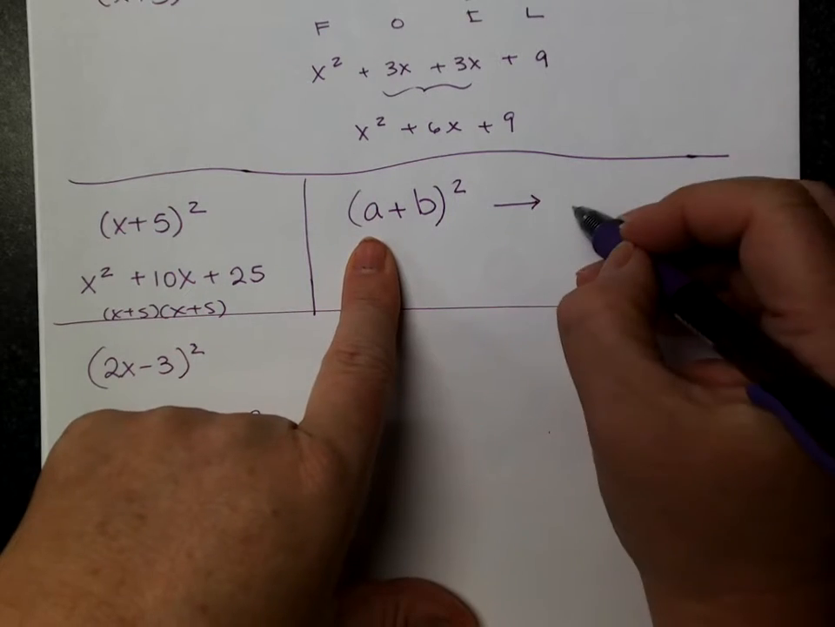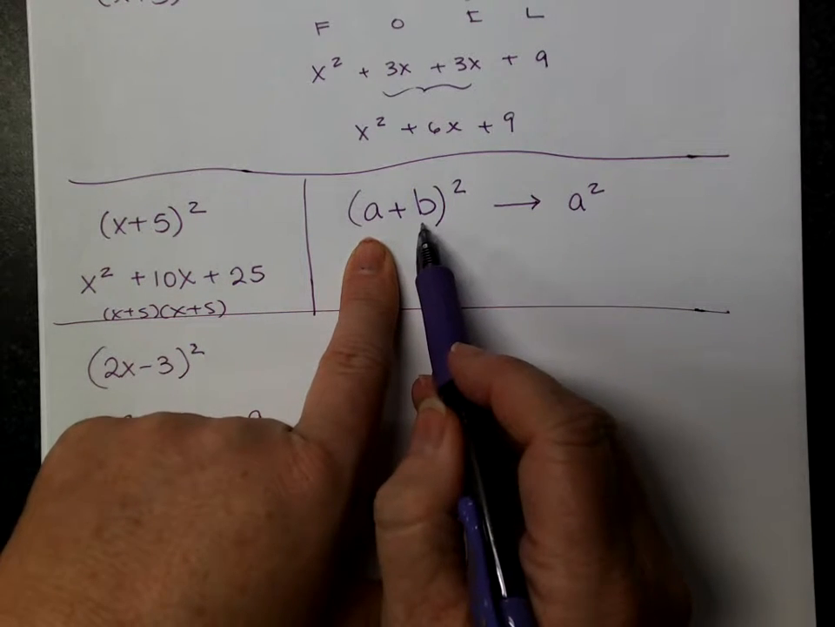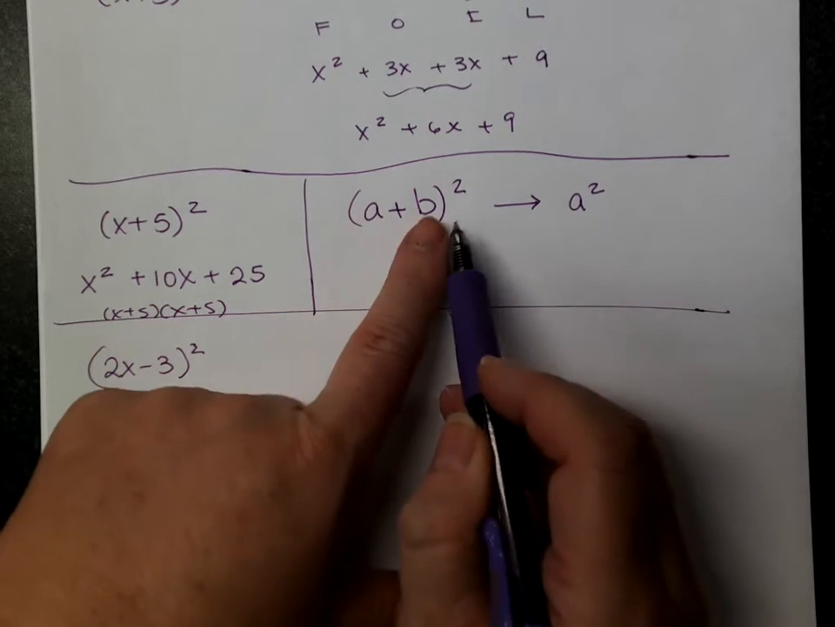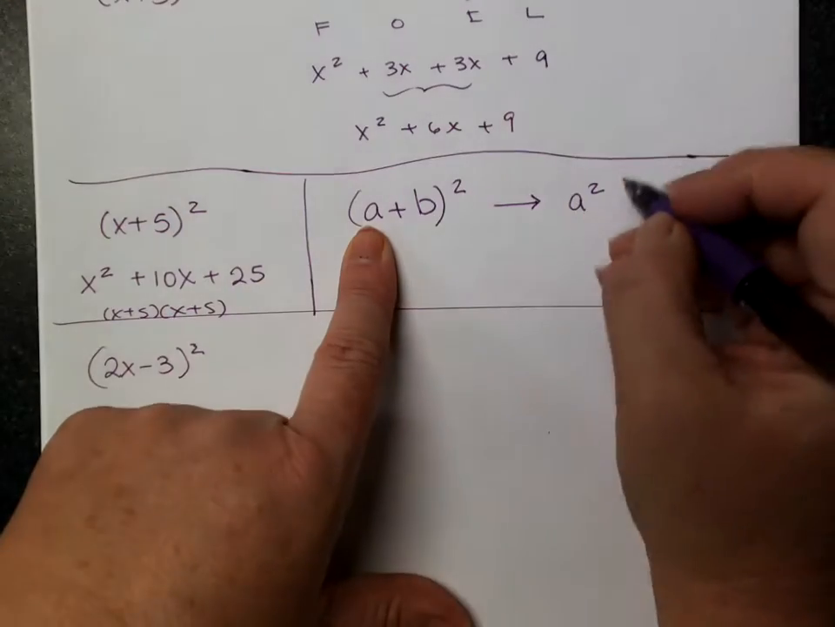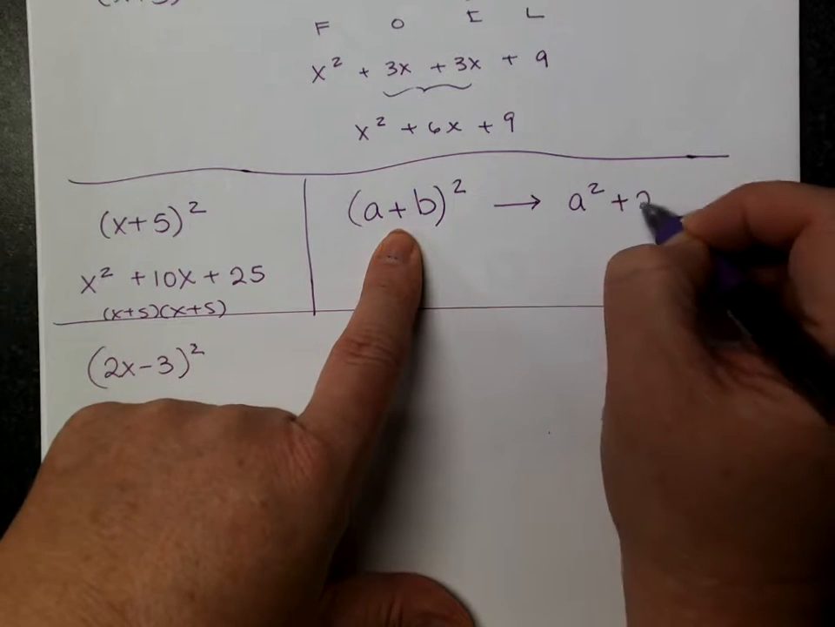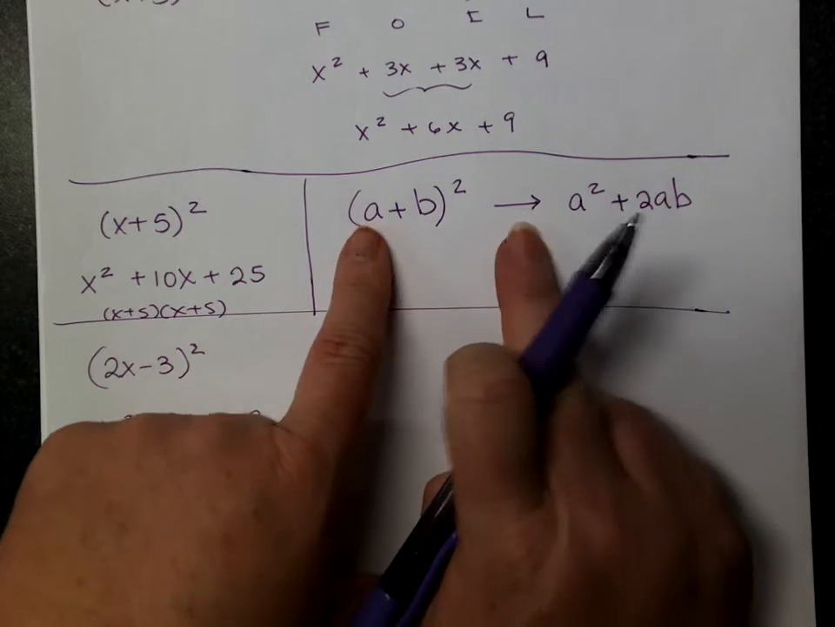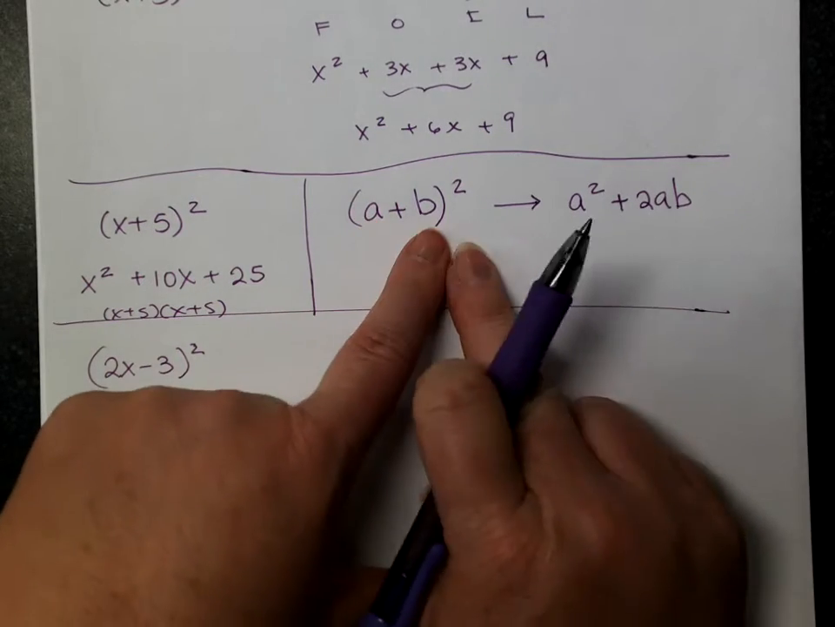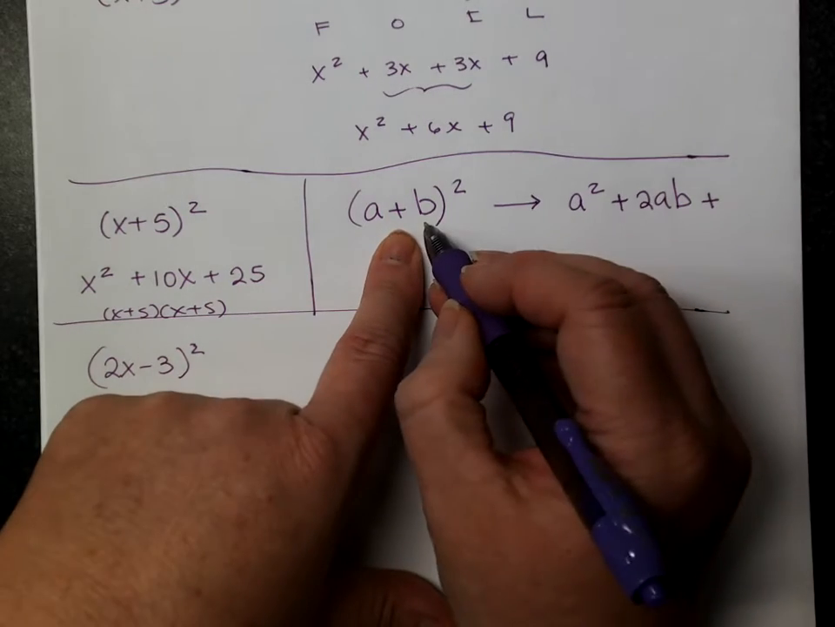A times A. Okay? Then your O and your I are your middle terms, your O plus your I. So it's A times B doubled, right? Plus or minus. So 2AB. Double just means times 2, because you've got an AB plus an AB, so that's AB doubled. And then always plus, because it's B times B.